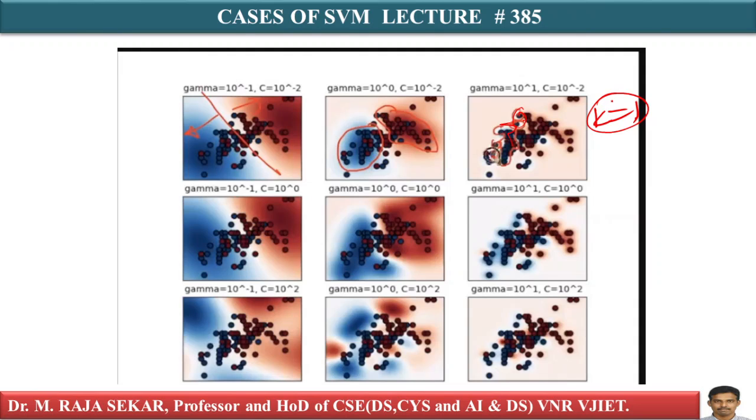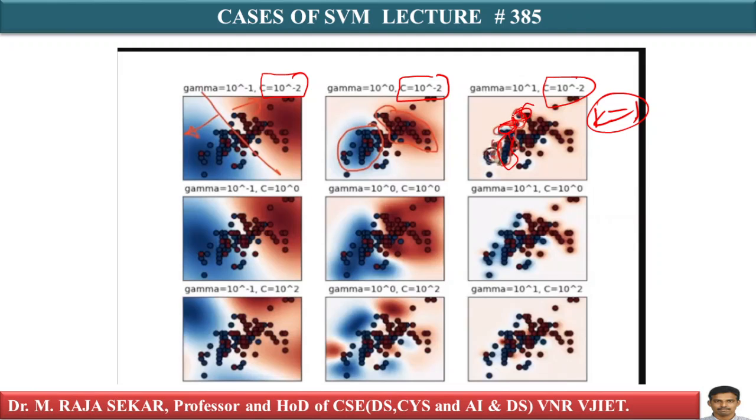This is what happens when you fix C. In this case, we fixed C. Just see, we are fixing C but increasing gamma. What happens as I keep on increasing gamma? Sigma reduces.